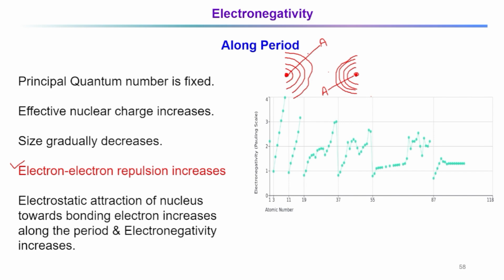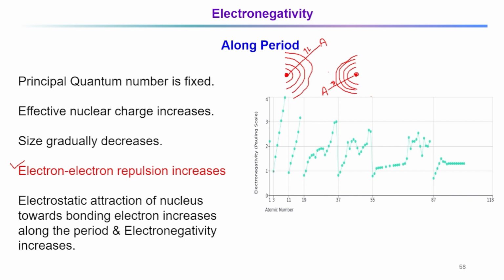Okay, for example, if we see these electrons here and these electrons somewhere here, these electrons are actually much closer to this nucleus because it has high effective nuclear charge and small size. So if the size is small, the electrostatic attraction will be more, and that will attract the bonded electrons towards itself. So that's why the electronegativity will also increase.